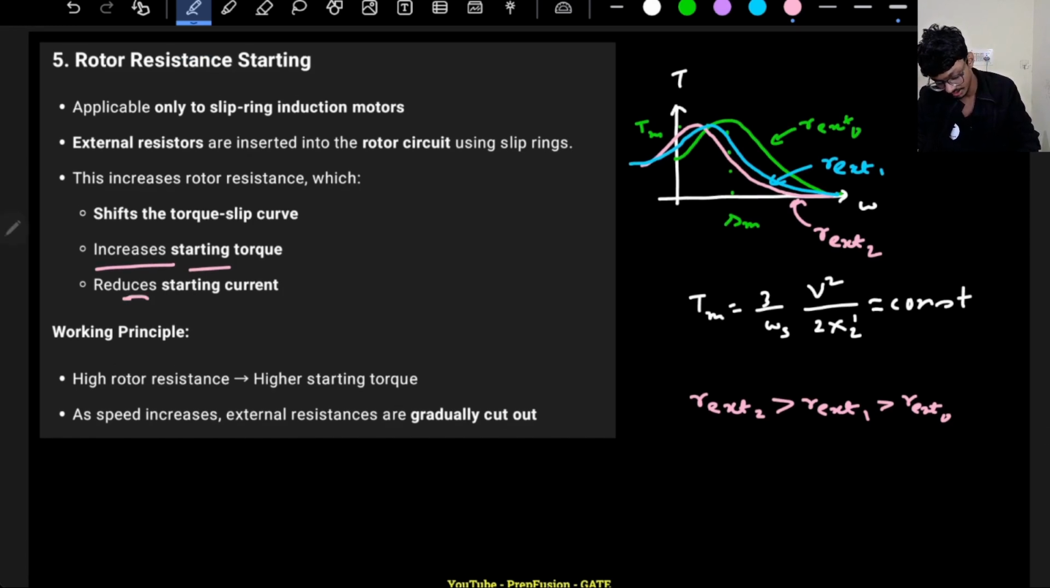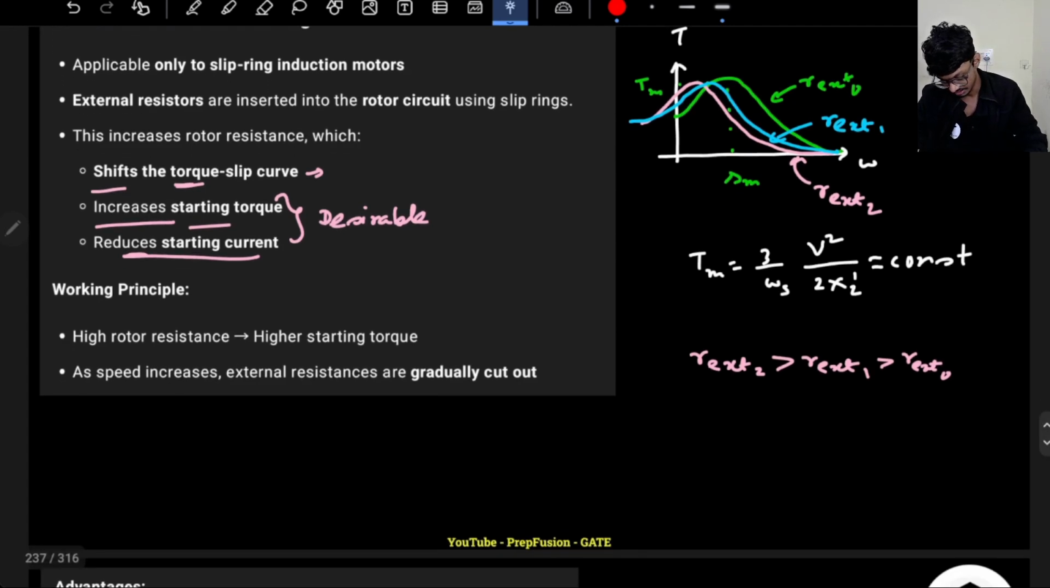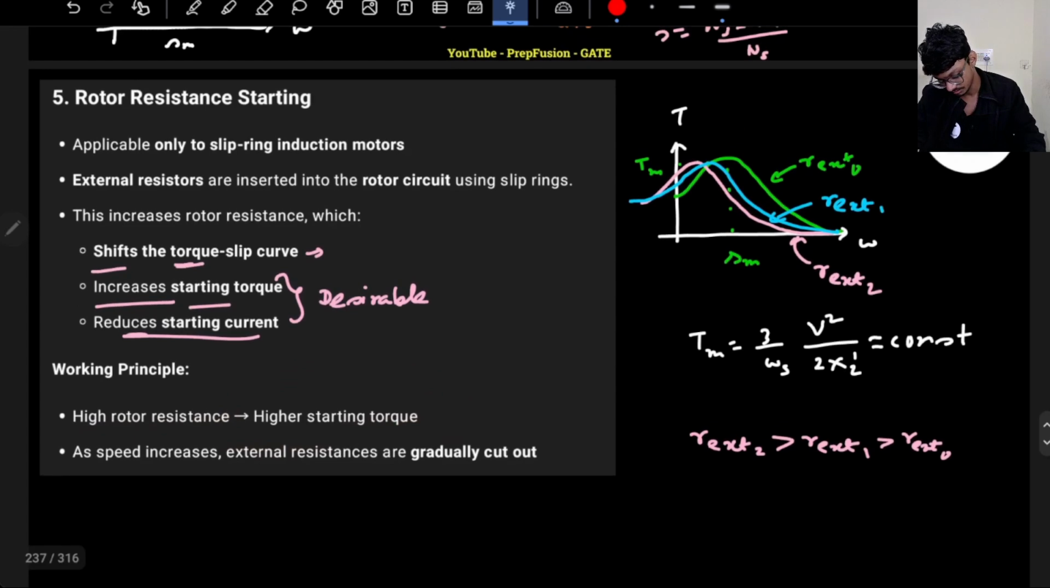Okay, so we reduce the starting current, and we increase the starting torque. Both these things are actually desirable, right? That is what we discussed. Both are desirable, but the problem is it will shift the torque slip curve. We don't want this, right? Maybe we thought of designing our system to operate at this speed at maximum torque, but it is not operating there. That is the disadvantage. So higher rotor resistance gives higher starting torque; the current will reduce, but the starting torque will increase.